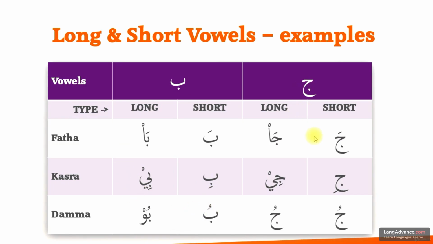For jim, it's the same. For the long vowel, it's ja, ji, ju. We're comparing the jim with the short fatha and the long fatha, it's ja, jaa. Comparing the jim with the short kasra and the long kasra, it's ji and jee. Here it's ju and joo.